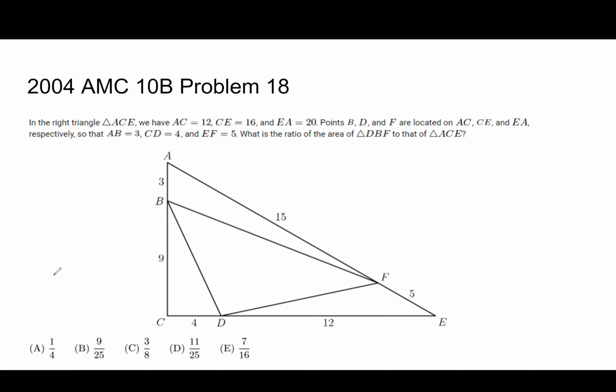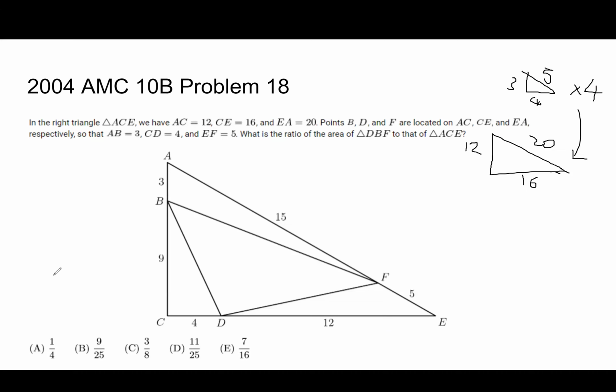Okay, so the key is recognizing this triangle as a 3, 4, 5 scaled up triangle. If you look at the side lengths, it's 12, 16, and 20. Well, this isn't the key, but it makes it a lot quicker. This is a 3, 4, 5 triangle scaled up times 4. Okay, cool. Now we're gonna use similar triangles a little bit.